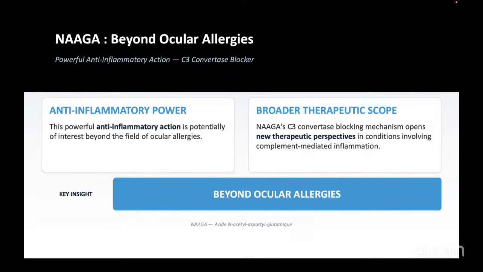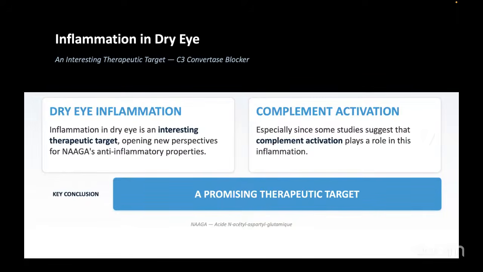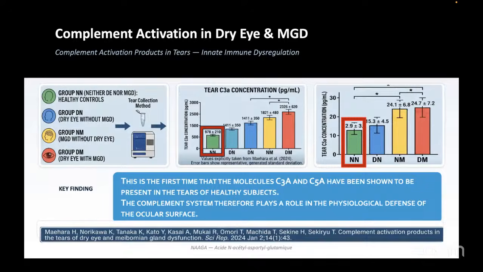We need to use it beyond allergy in other pathologies, such as dry eye. In dry eye inflammation, it was the first time in this study that they proved that in normal eyes, we have C3, we have the complement, in the tears of healthy subjects. Then the complement system therefore plays a role in the physiopathological defense of the ocular surface.